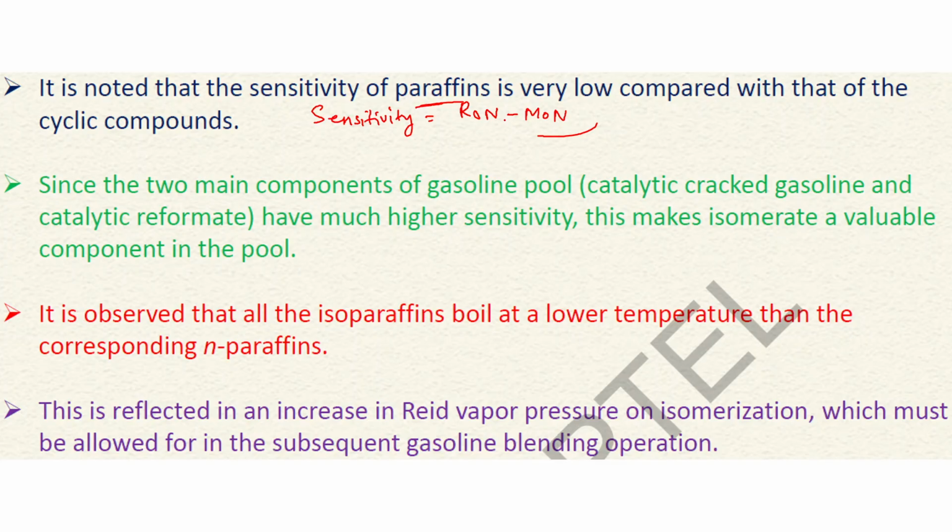Basically, the sensitivity of paraffins is low. That is, the difference between research octane number and motor octane number is very low in paraffins as compared to the cyclic compounds. The two main components of the gasoline pool, catalytic cracked gasoline and catalytic reformate, have much higher sensitivity. This makes isomerate a valuable component in the pool.